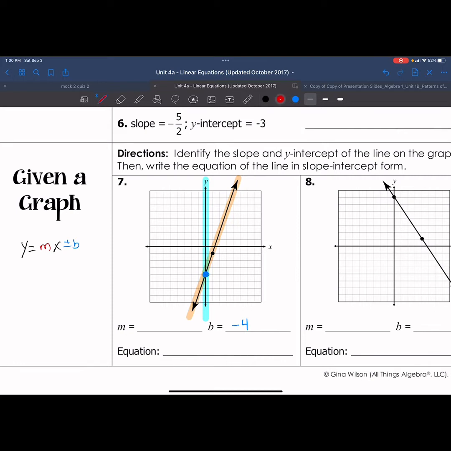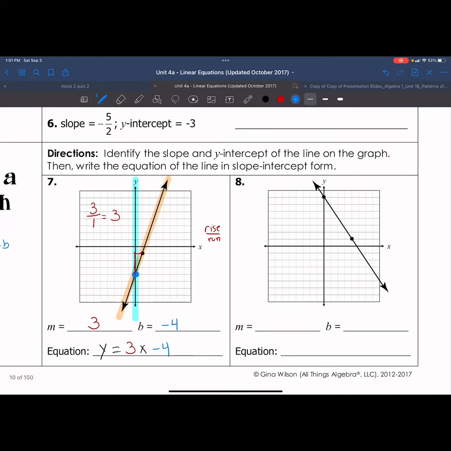For my slope, remember we talked about finding slope from a graph, which is rise over run. Rise is positive or negative, and run, going left to right, is positive or negative. In this case, we go up 1, 2, 3. Up is positive, so we went up 3, and we went to the right 1. Right is +1. So we have 3 over 1, which is just 3. My slope is 3. So my equation is y equals 3x minus 4.